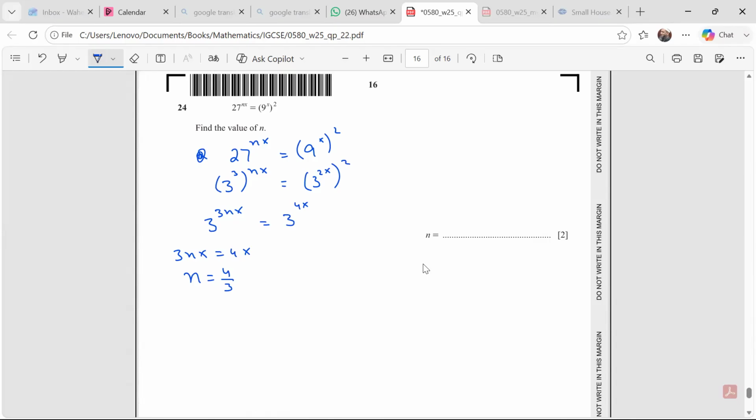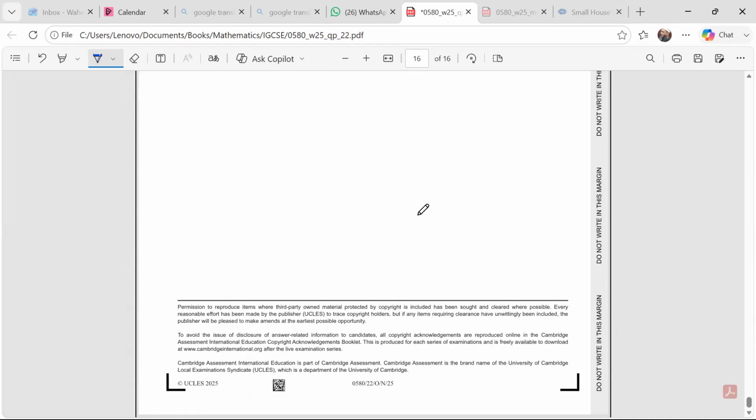Okay, so this is the solution of our problem: n is equal to 4 over 3. And this was the last question.